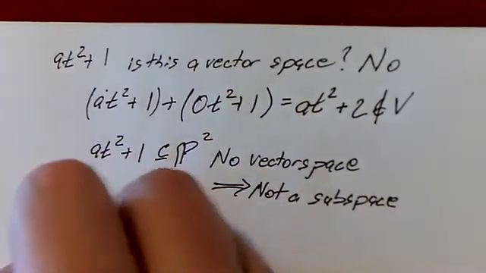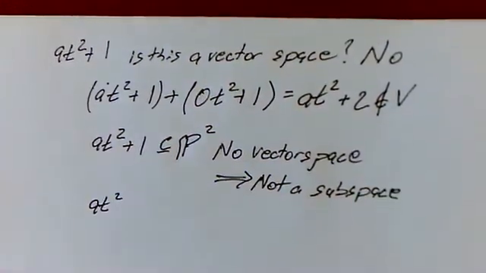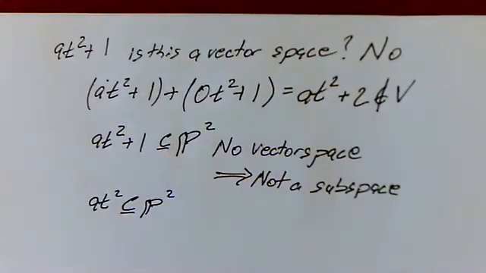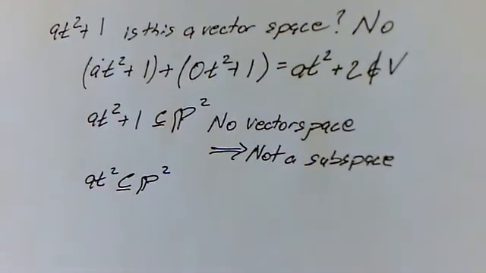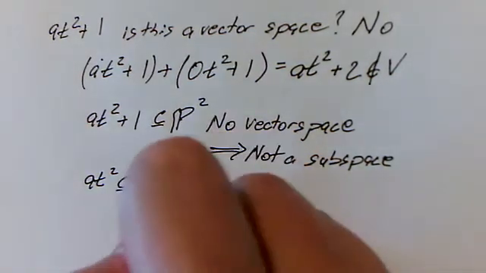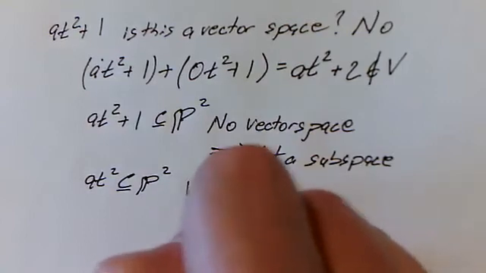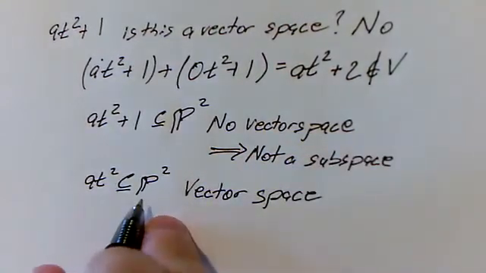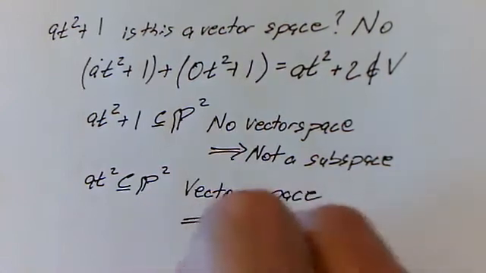But we said at squared on the last one. Well, that's a subset of P2. Again, everything in there is inside of P2. It's just where all the b's and c's are 0. Well, that is a vector space. So if I have a vector space that's a subset, we want that to be a subspace.